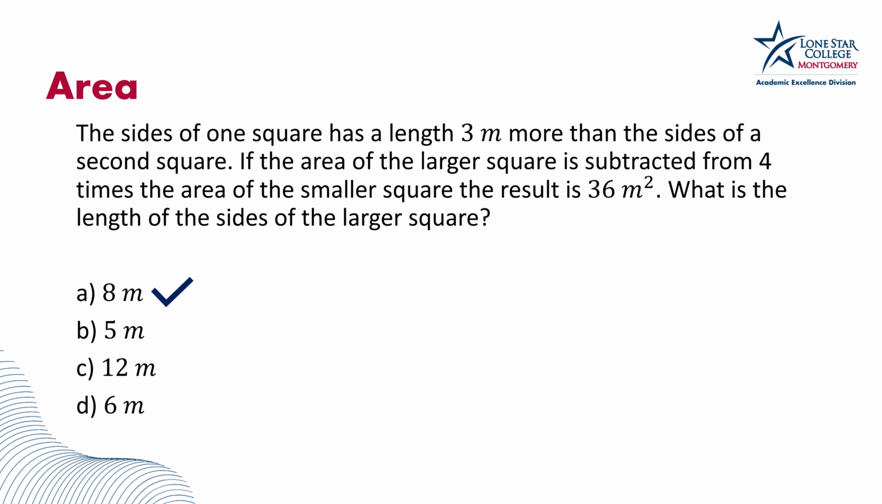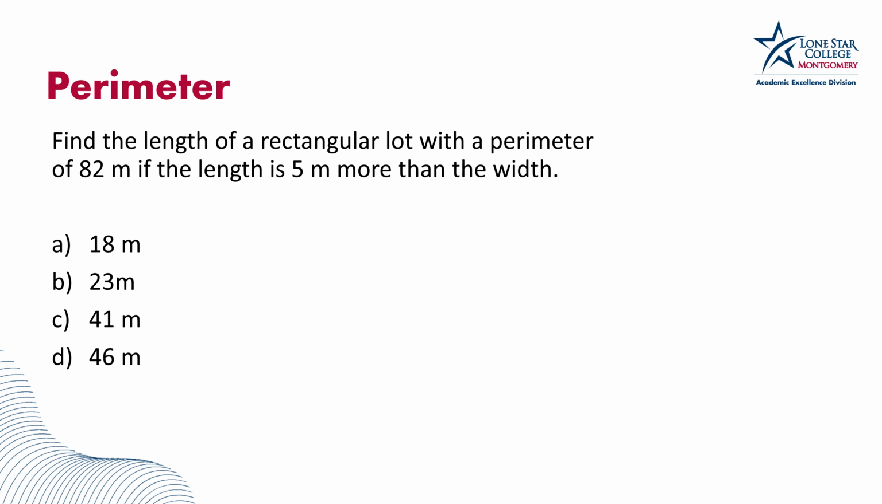Another one says find the length of a rectangular lot with a perimeter of 82 if the length is 5 more than the width. Let's draw a picture first. So we have a rectangular lot.